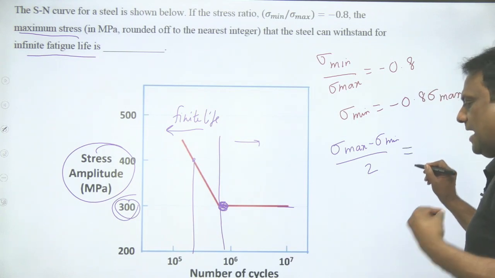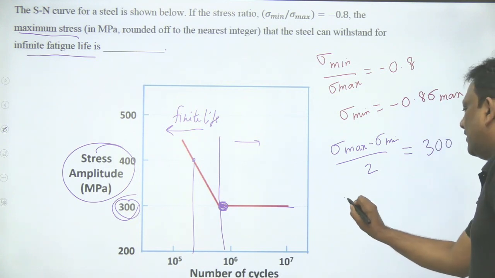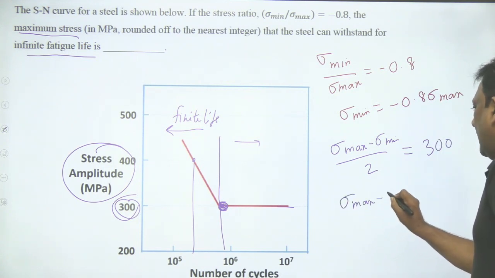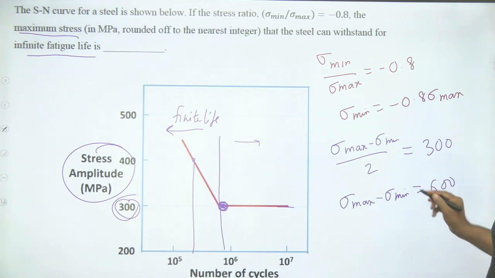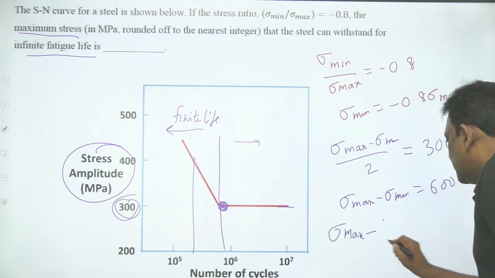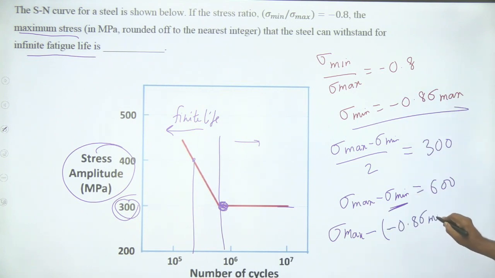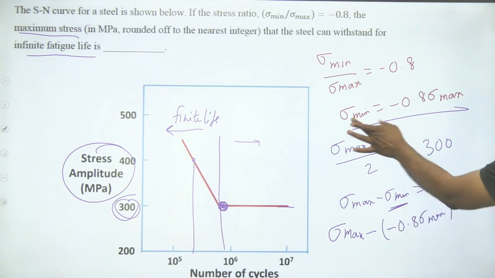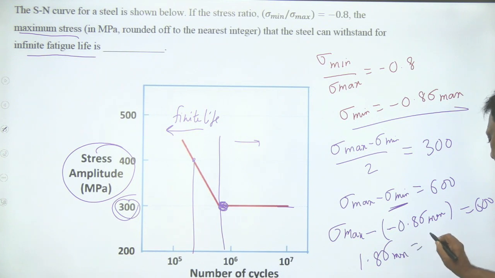And that is given to us as how much? It is 300. Wonderful, sirs. So therefore, sigma maximum minus sigma minimum is equal to 600. So he is asking the value of maximum stress. So maximum stress minus minimum. What is minimum? It is minus 0.8 sigma max. I'm just substituting minimum as minus 0.8, and that is equal to 600. So minus of minus is plus. 1 plus 0.8 is 1.8 sigma max, and that is equal to 600.